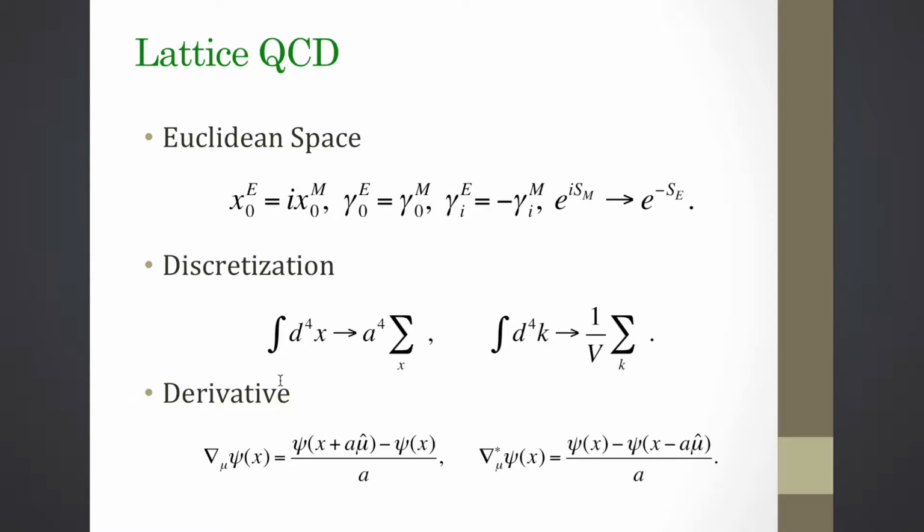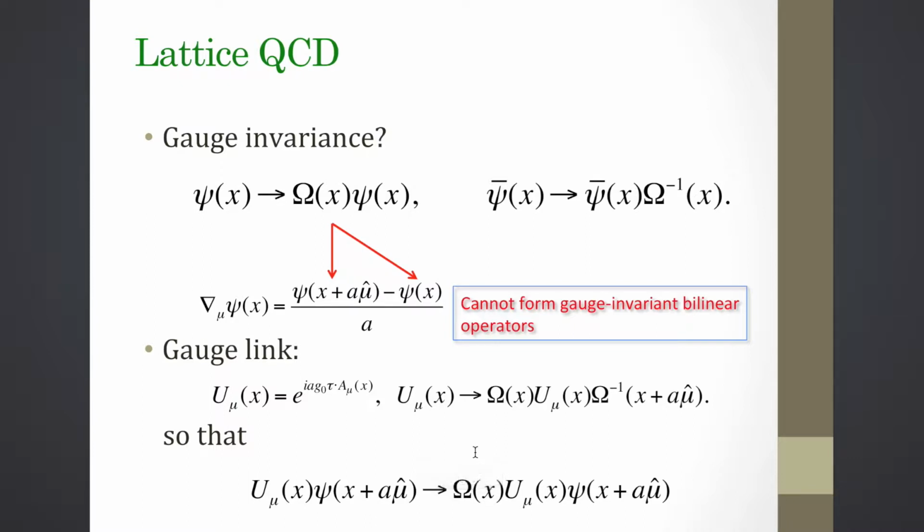We should pay special attention to the derivatives in lattice QCD. It is defined to be the difference between adjacent fields, and we have a forward derivative and a backward derivative. So how do we formulate the Lagrangian for lattice QCD? The Lorentz symmetry is already explicitly broken, but we still want to guarantee the gauge invariance.